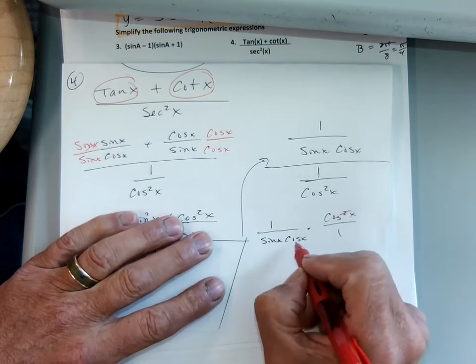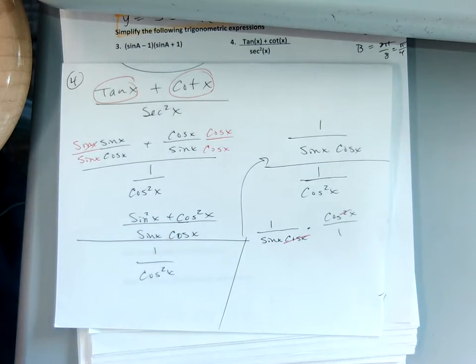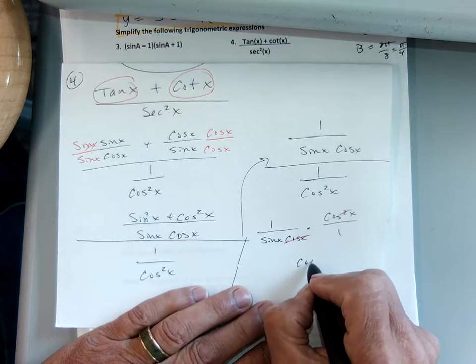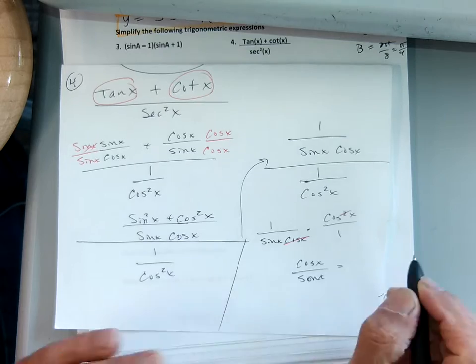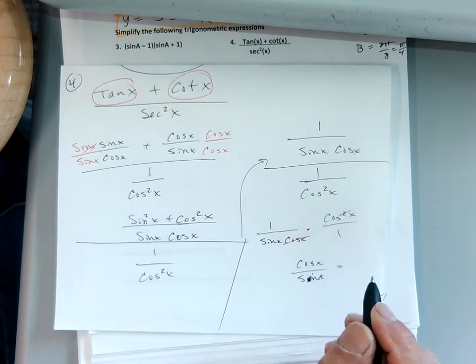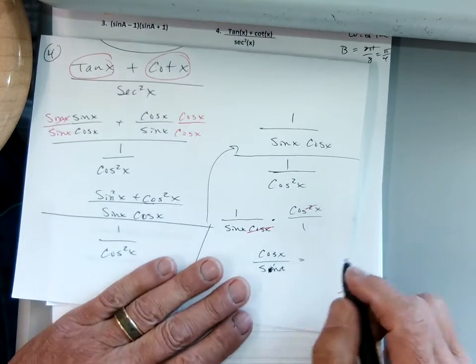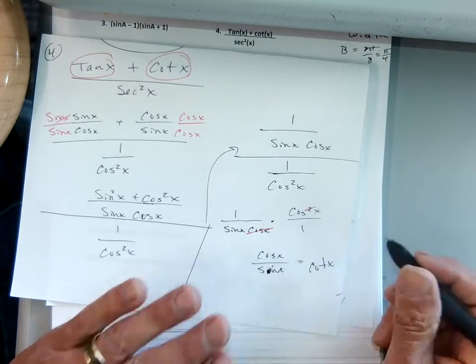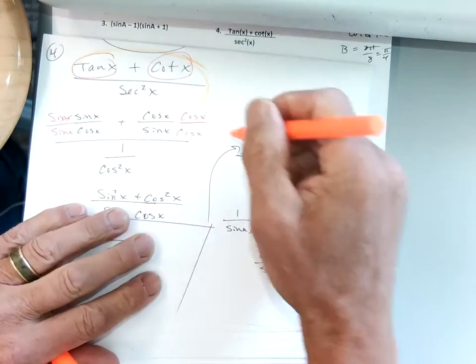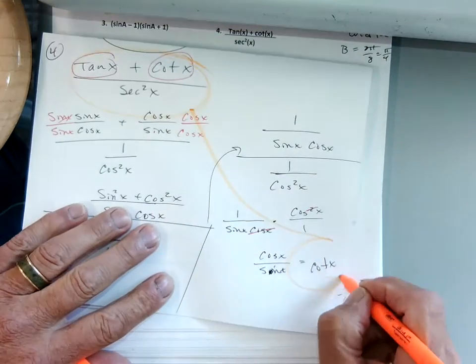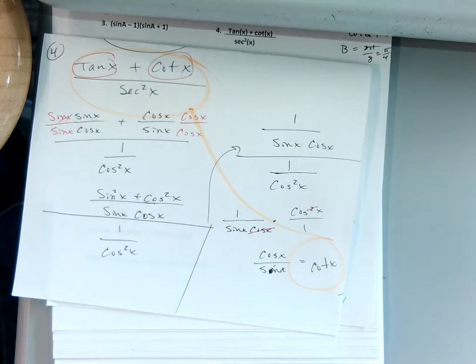One of these cosines cancels with one of these cosines, right? And then I'm left with cosine of x over sine of x. And I think I'm there, because what is cosine over sine? It is cotangent. So the moral of the story is we took something that looked like this, we made it look like this. We simplified it significantly, didn't we?